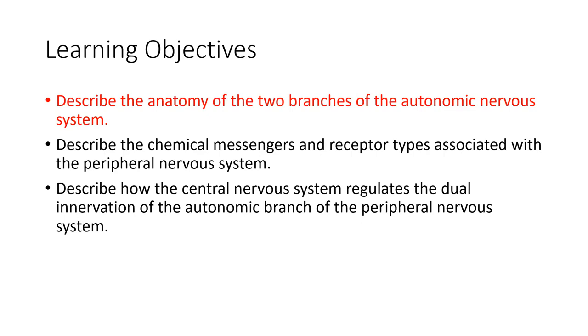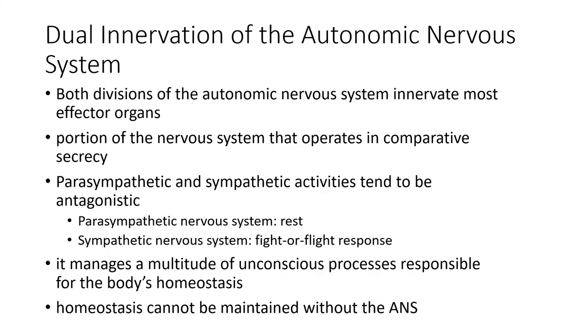Okay, now when we think about the autonomic nervous system, there's a further division here. There's the sympathetic branch of the autonomic nervous system, and there's the parasympathetic branch of the autonomic nervous system. So we're going to spend today talking about the branches of the autonomic nervous system, the anatomy of the autonomic nervous system, and the functions of the autonomic nervous system.